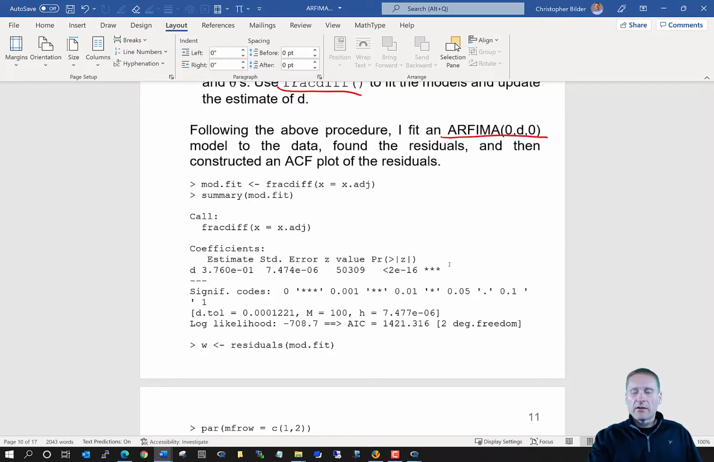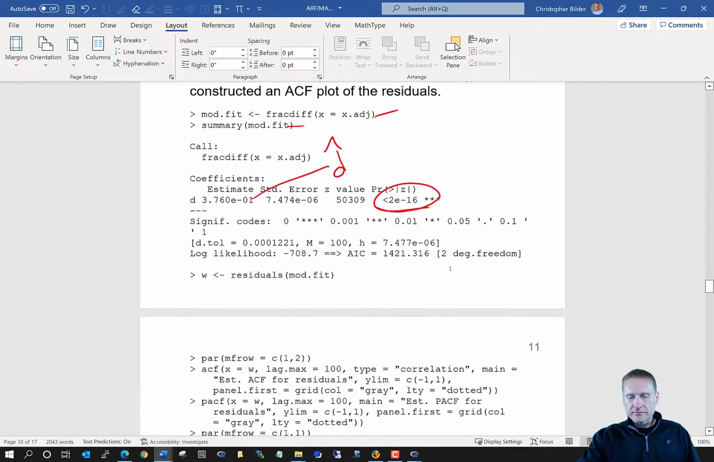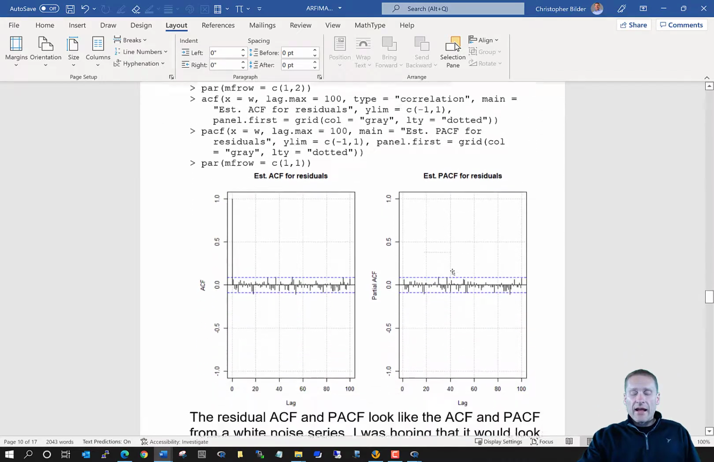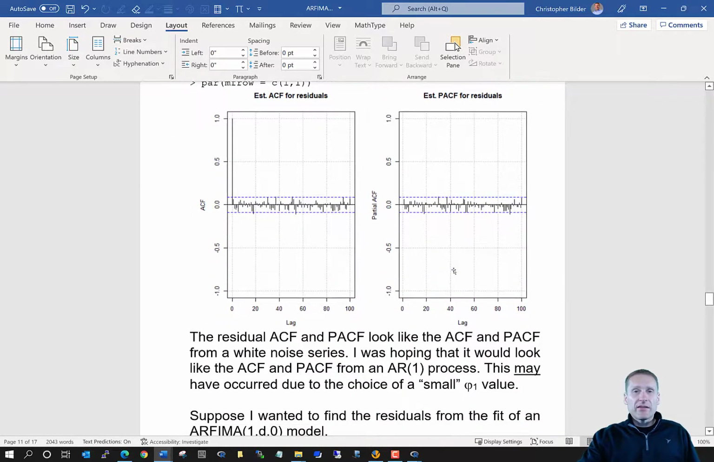So, let's estimate an ARFIMA 0,d,0 model to the data. So I estimate that particular model. I summarize the model's fit. Here's my d hat. Notice that it is significant. I can get my residuals using residuals(mod.fit). And here's the corresponding ACF and PACF plot from these residuals.